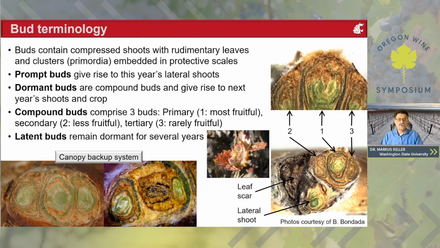So you can use this, for example, during pruning, if you want to renew a cordon that has gone bare. You can cut off all of the compound buds. You can essentially disbud the cordon. And very often you will find one or several of these latent buds will grow out, and you can re-establish new spur positions on the cordon.